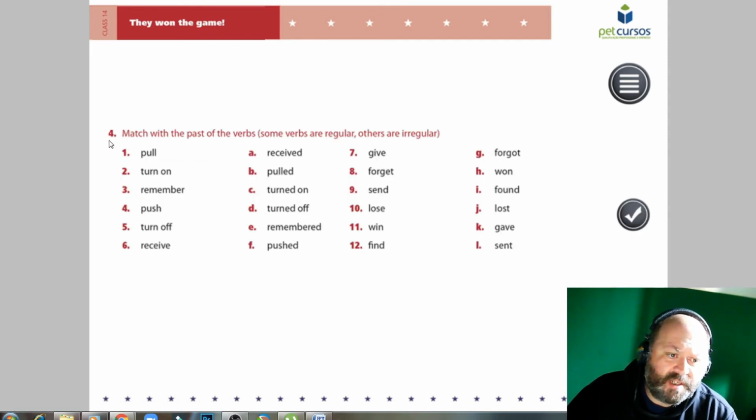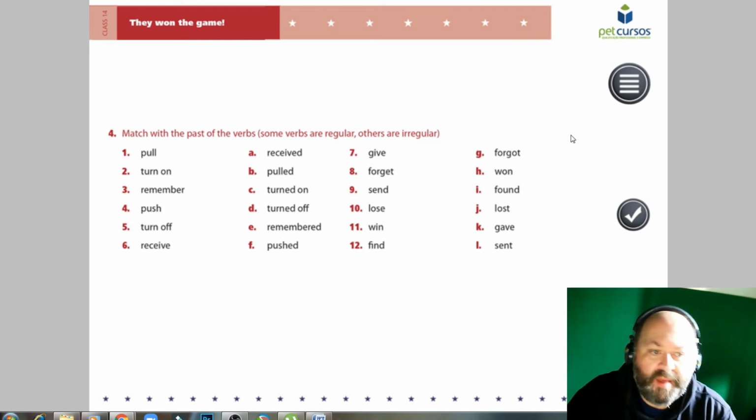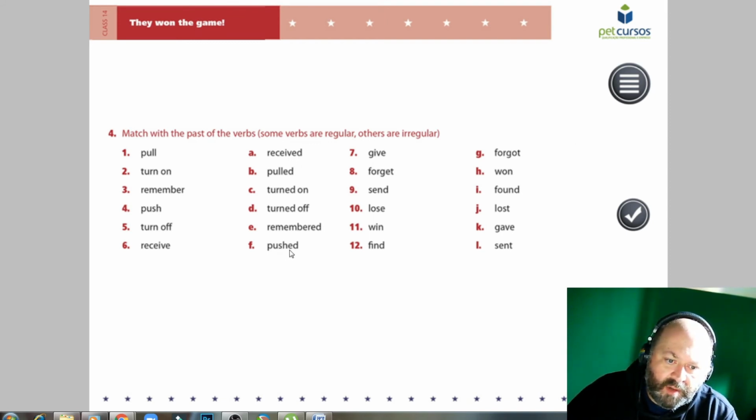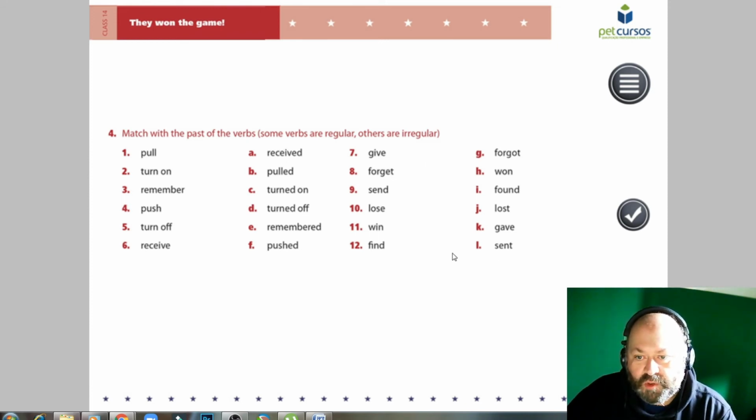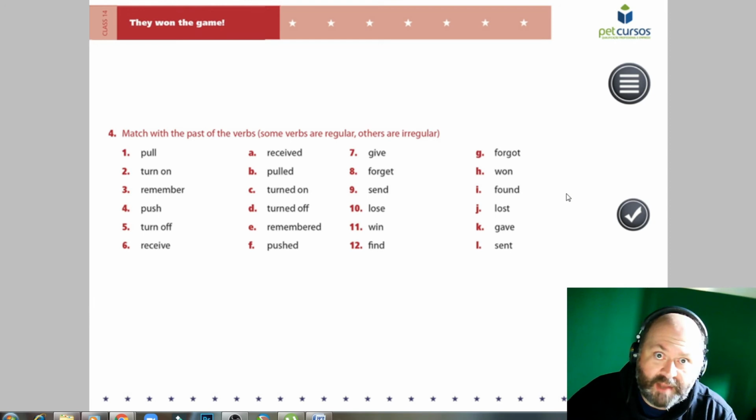Let's go. Exercise 4. Match with the past of the verbs. Some verbs are regular, others are irregular. Lembra que a gente estudou verbos regulares e irregulares, né? In the basic book. Aqui de novo então pra gente relembrar, porque tem muito verbo, você tem que estudar bastante verbos. Lembra qual é a diferença dos regulares e irregulares? Regulars, ed, né? Os regulares têm ed no passado, they have ed in the past. And irregular verbs, they change, eles mudam, ok? Stop the video, connect the verbs, and we'll be right back to correct.